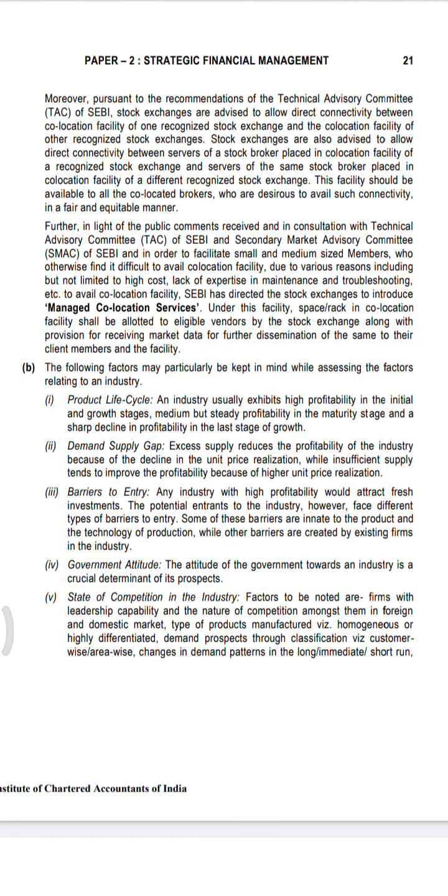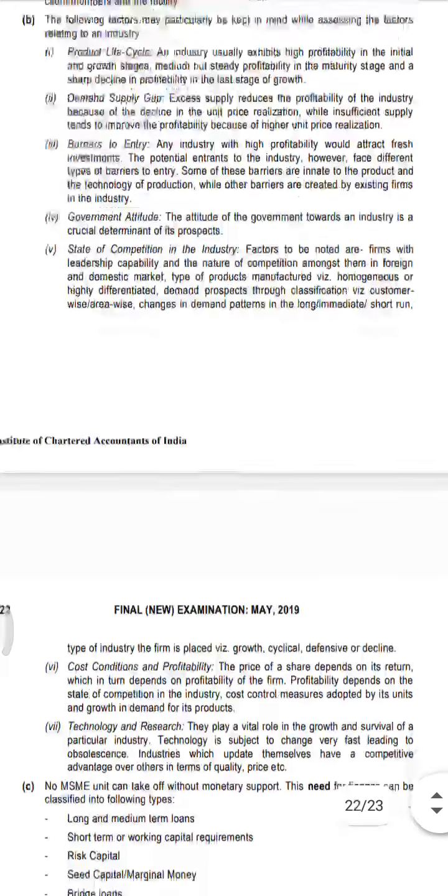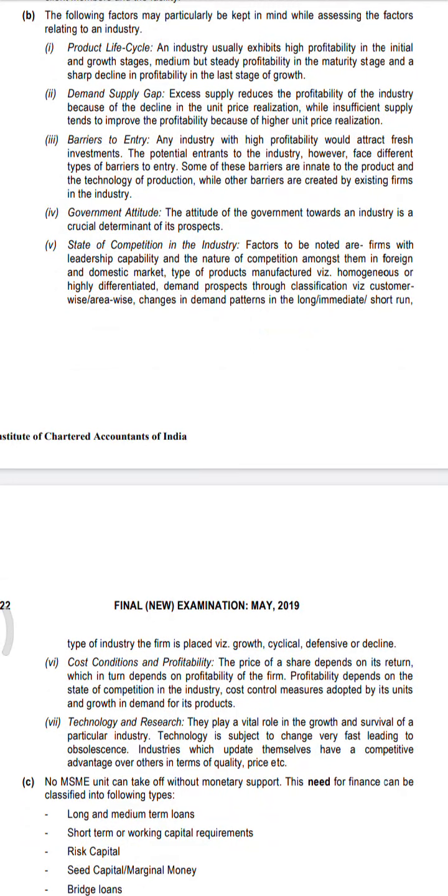The following factors may particularly be kept in mind while assessing factors relating to industry: product life cycle, demand supply gap, barriers to entry, government attitude, state of competition in the industry, cost conditions and profitability, technology and research.